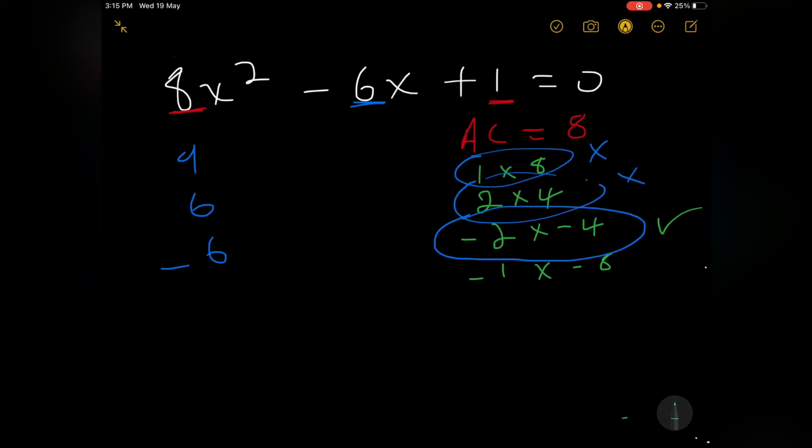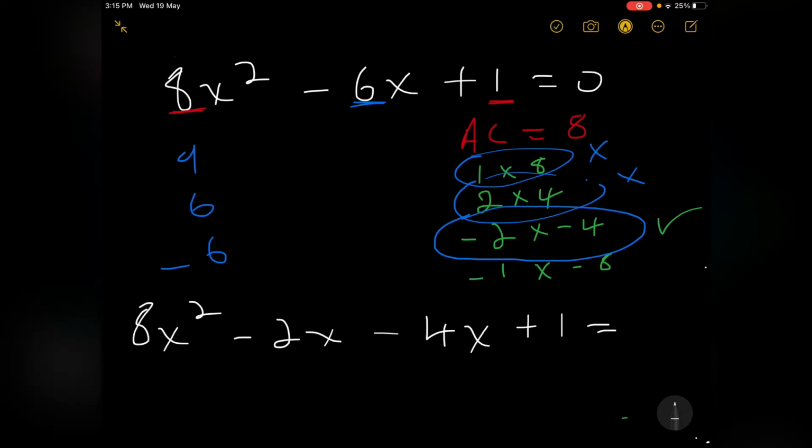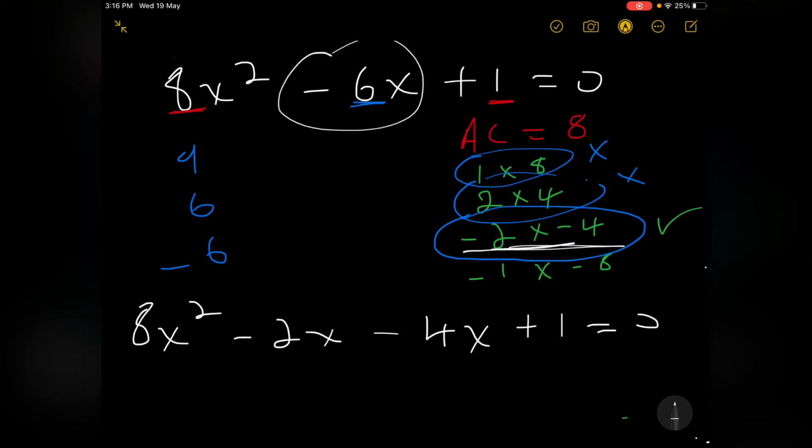So let's put those in our equation. So all we did, we used these factors to replace the negative 6. Our next step is to put these in parentheses by themselves and these in their own parentheses. So let's do that.